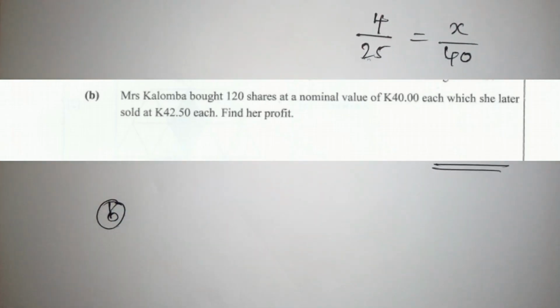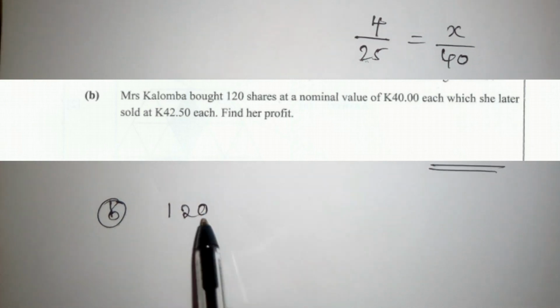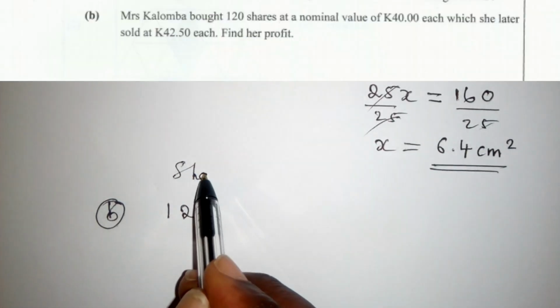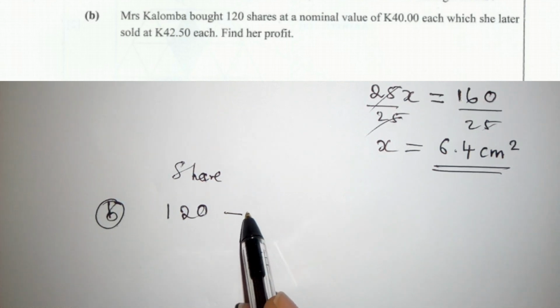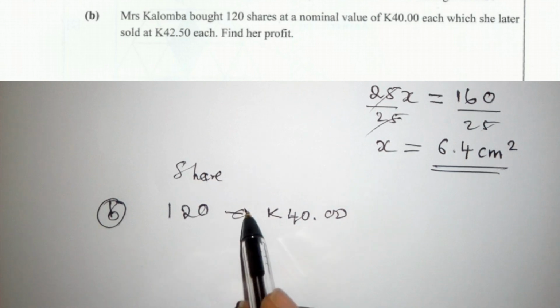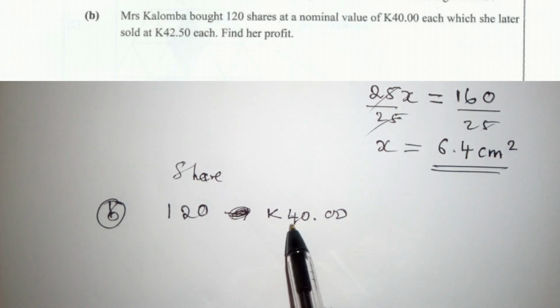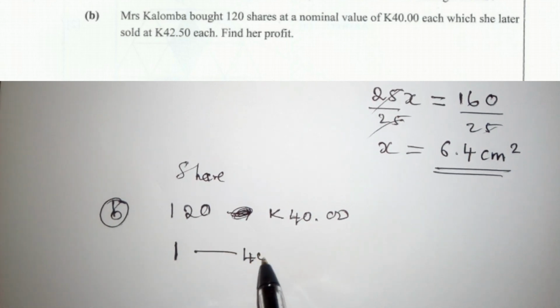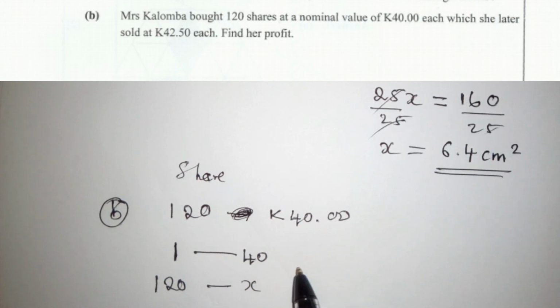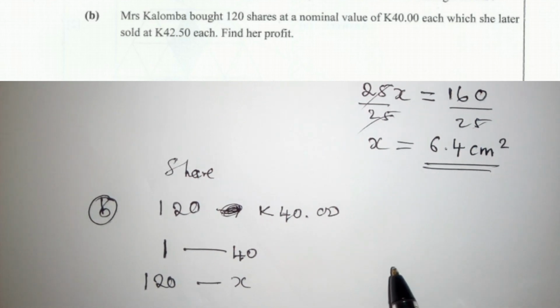So for B, 19B, they've said Mr. Kalomba bought 120 shares. So this guy bought 120 shares at a nominal value of 40 kwacha. So meaning these shares were bought at 40 kwacha each. So say one share is equal to 40. And then how many shares? 120 shares is equal to x. We don't know. So, and then we continue with the question.